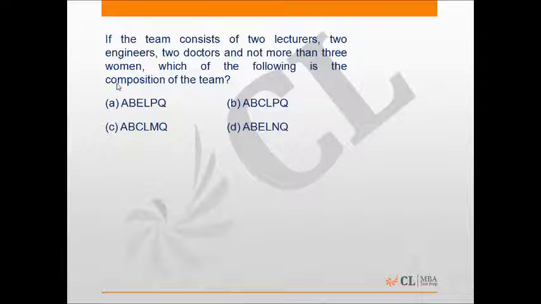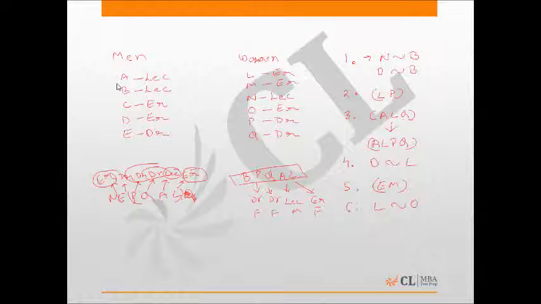Third, if the team consists of 2 lecturers, 2 engineers, 2 doctors and not more than 3 women, which of the following is the composition of the team? I want 2 lecturers, 2 engineers, 2 doctors and not more than 3 women. Now, I want 2 doctors. Since there is only 1 male doctor, I have to take at least 1 female doctor.